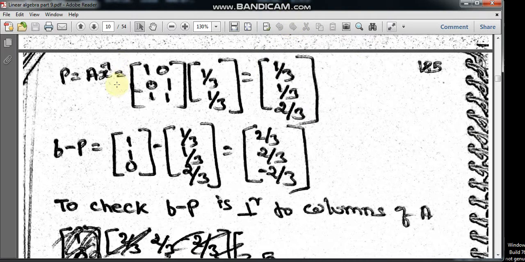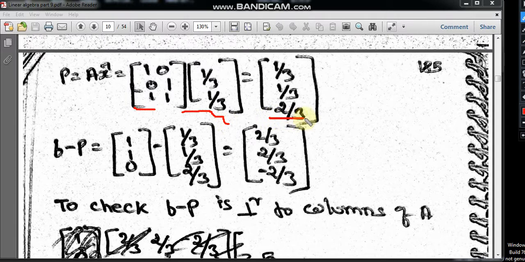And here you have to find out P, so that I have done. You have A, so with A and X cap you have got 1 by 3, 1 by 3. And I checked the answers. Answers are correct. So you just check the calculation part also. So you'll be getting this P, and just find the error. This is the error vector E. So B minus P: these are the B values, and the projected values you are getting are these. So the error is 2 by 3, 2 by 3 minus 2 by 3.